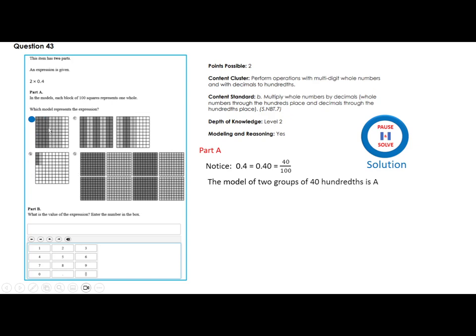That's 40 over 100, and that's another 40 over 100, because that's 2 times. We have 2 of them. 2 times that, that's 2 of them. So that's your answer. Anything else is not right.